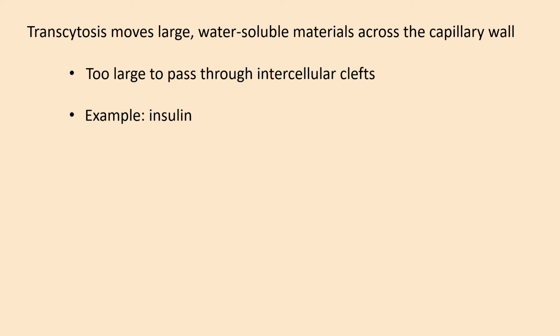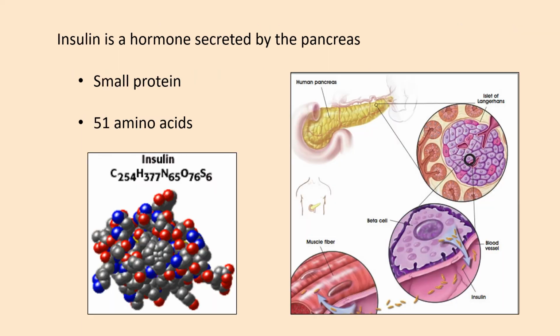So the example signaling molecule that we're using here is insulin. Again, insulin is a protein signaling molecule, and it's too large to get through those intercellular clefts. But insulin needs to get into your blood as that blood passes through the pancreas, and insulin needs to get out of your blood as that blood passes through all of your systemic capillaries.